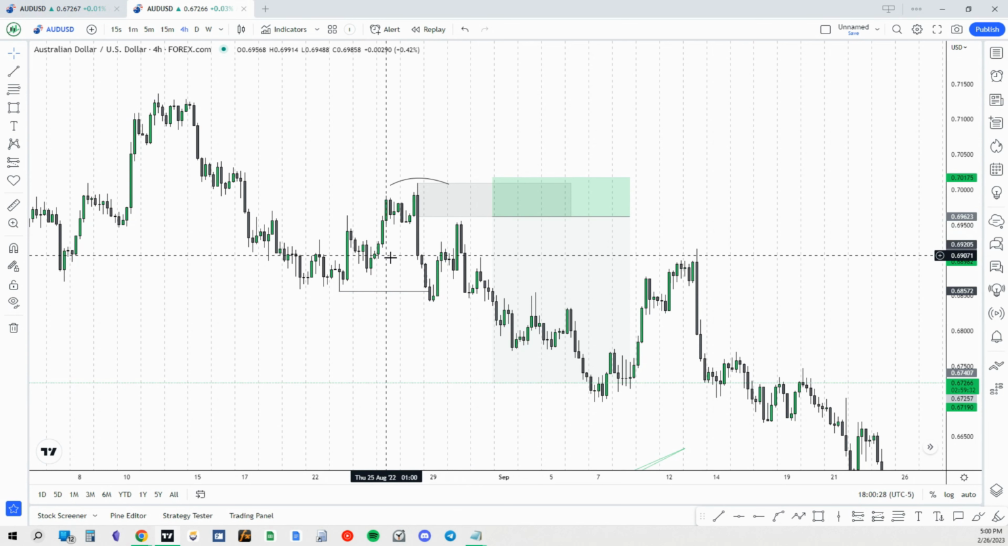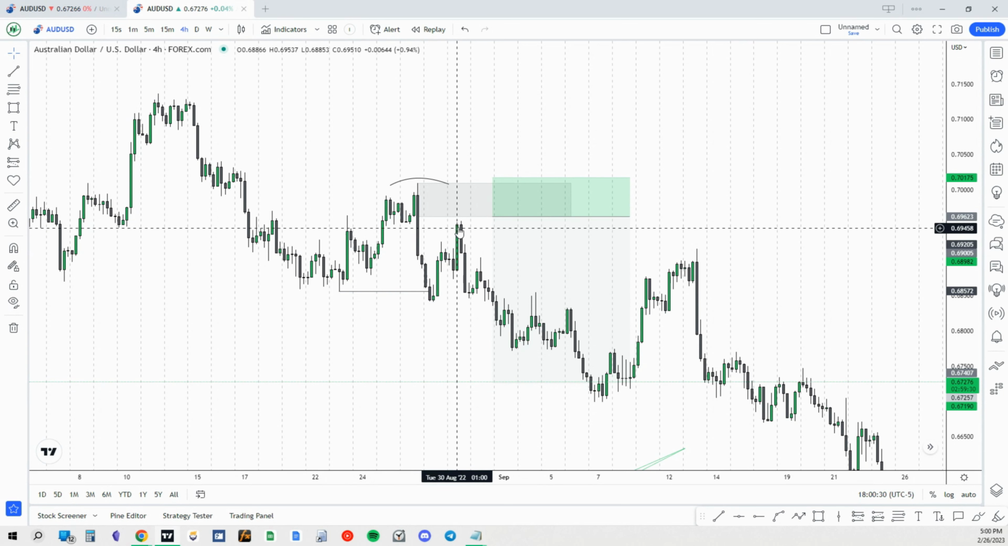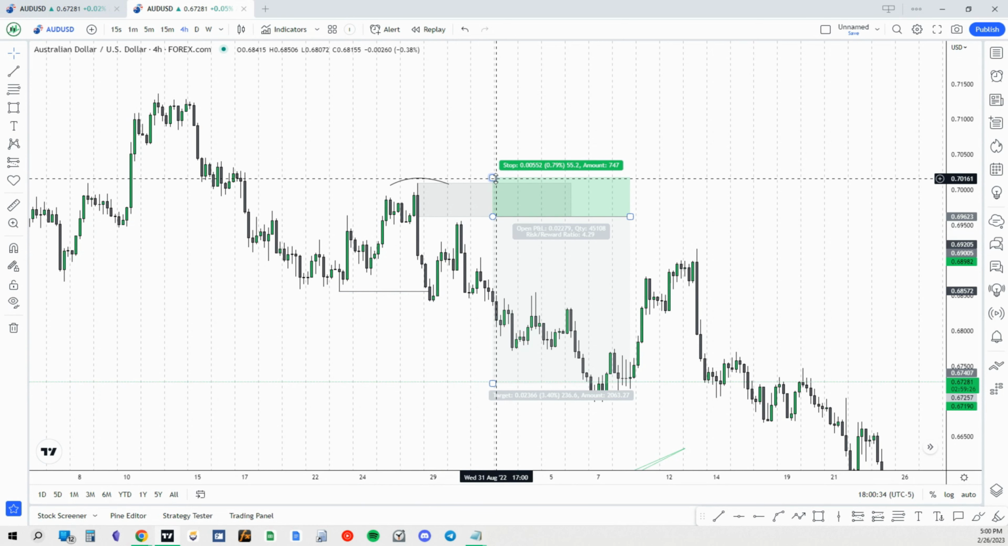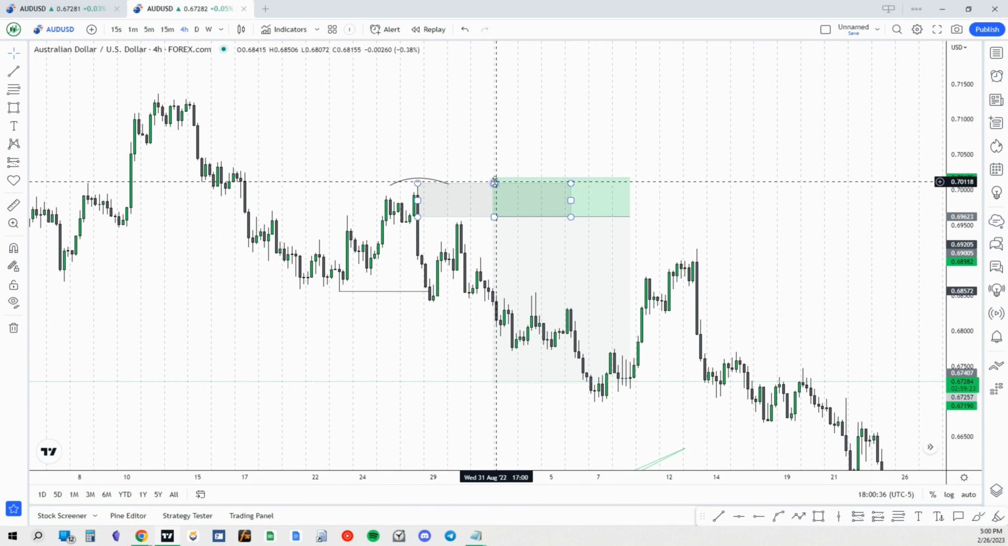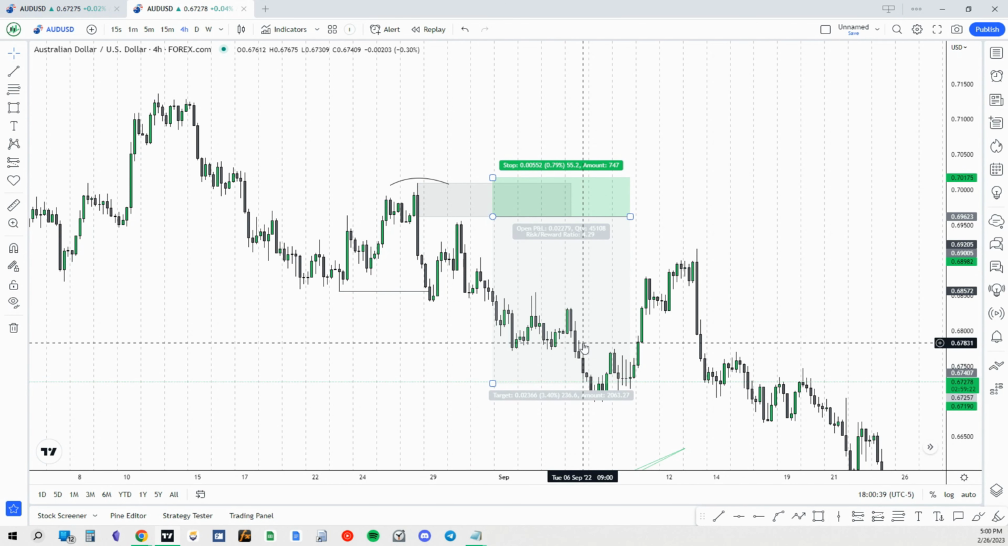However, if we drop to a lower time frame, we may actually see that there is a confirmation entry on a lower time frame that we could have taken, which would improve our risk to reward and also make sure that we actually catch the continuation of the trend.